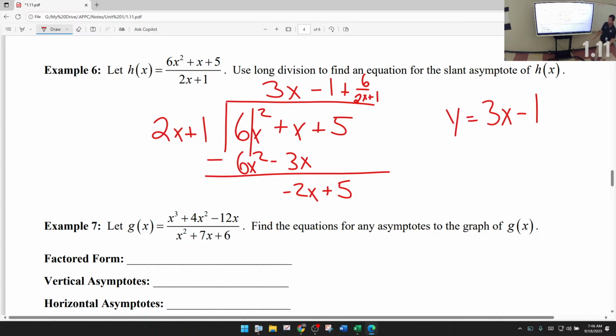If they said rewrite it, then I would want to make sure that I put h of x equals, okay? That's what I want to make sure that I do. But again, all they cared about on this particular one was the slant asymptote, okay? All right. Good. Y'all okay? Y'all remember doing that somewhat in Algebra 2, yes?